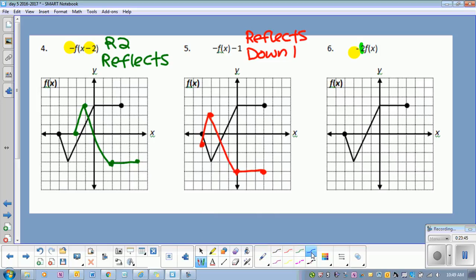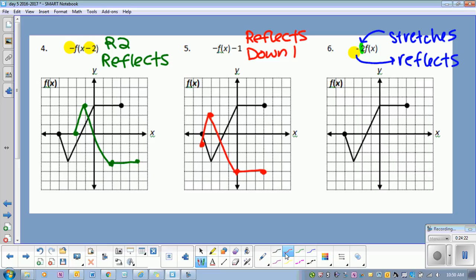This negative in front tells me that it does what? Remember, the negative and the number are different. So you're right, Ethan says that 2 stretches. But what does the negative do? Good. The negative flips, right? So it reflects. So it does both. It's going to flip it and then stretch it. What does that mean? You reflect first. You always reflect first.